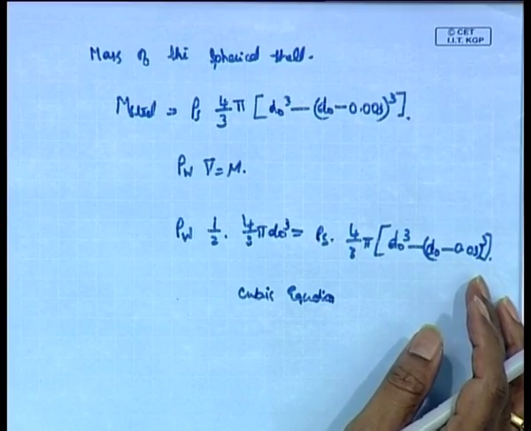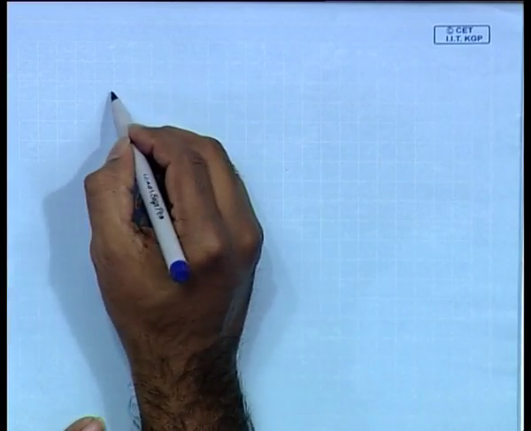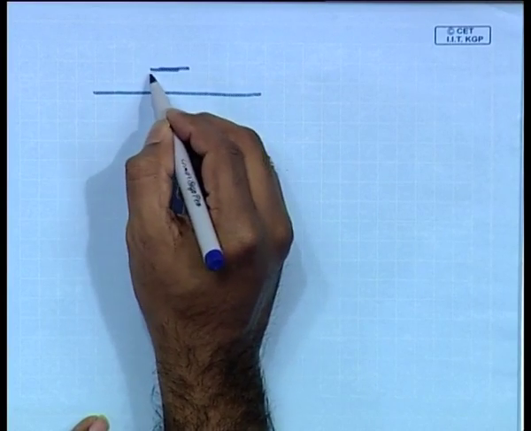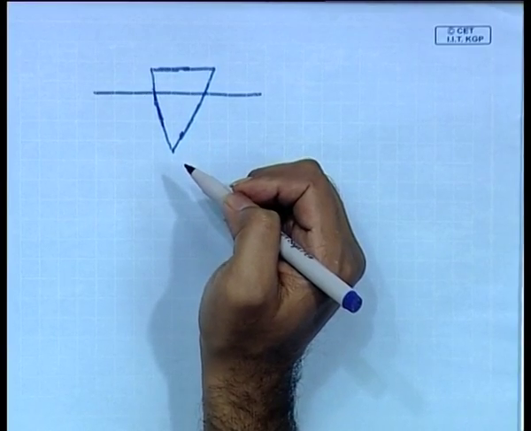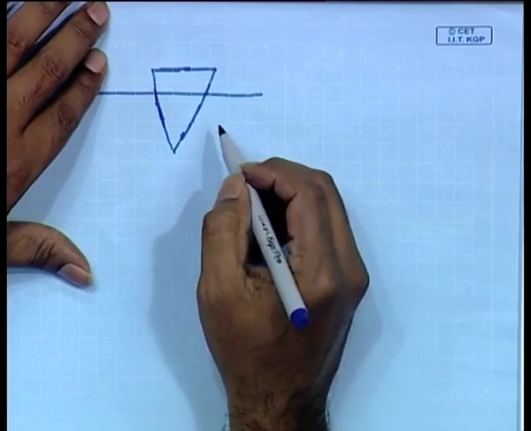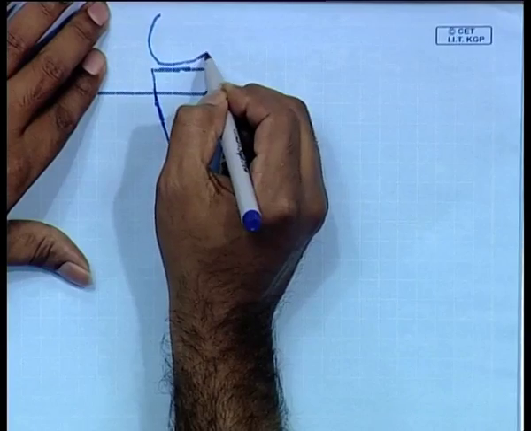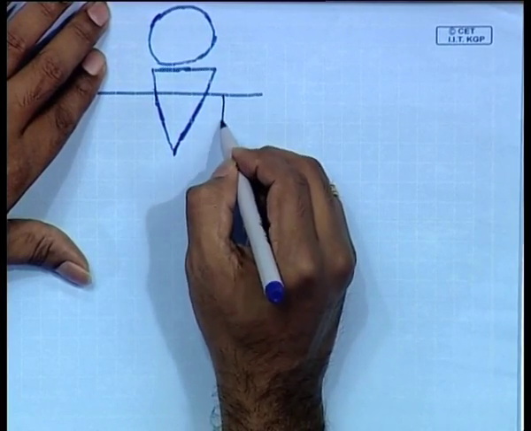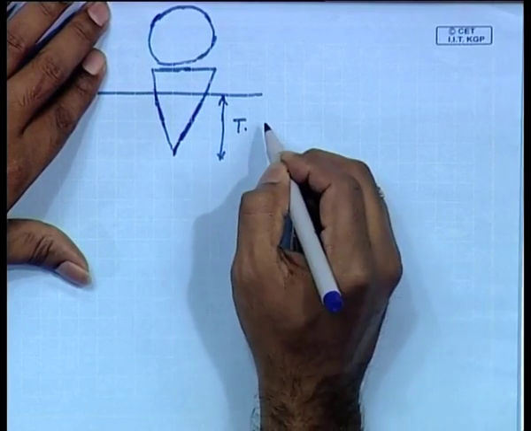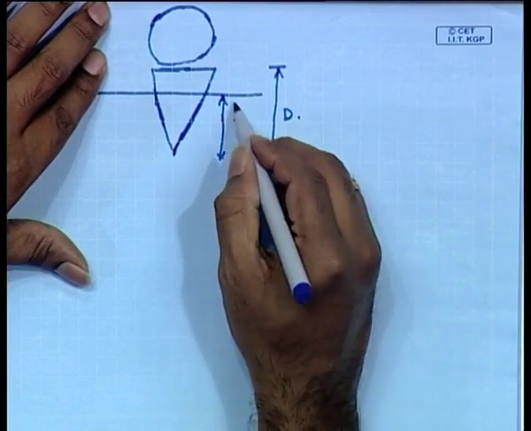Then there is the second problem. Another problem states that there is a cone floating upside down in water, and this is a circle, it is a cone, and so this has a draft T and it has a depth h.